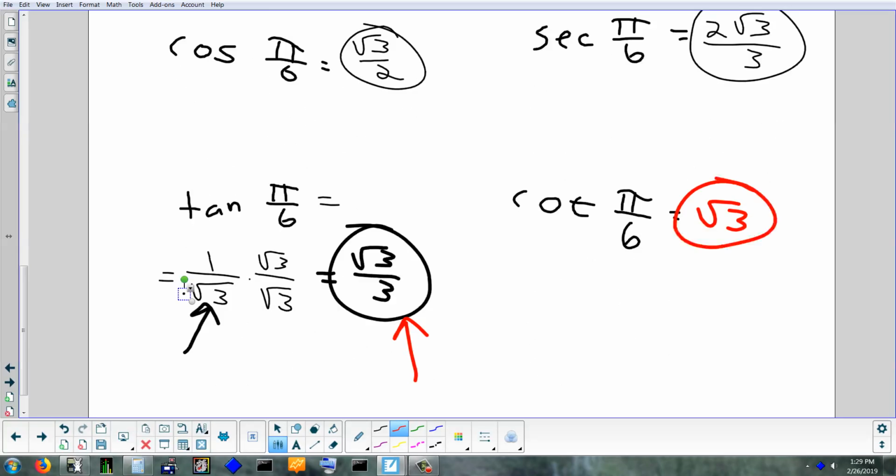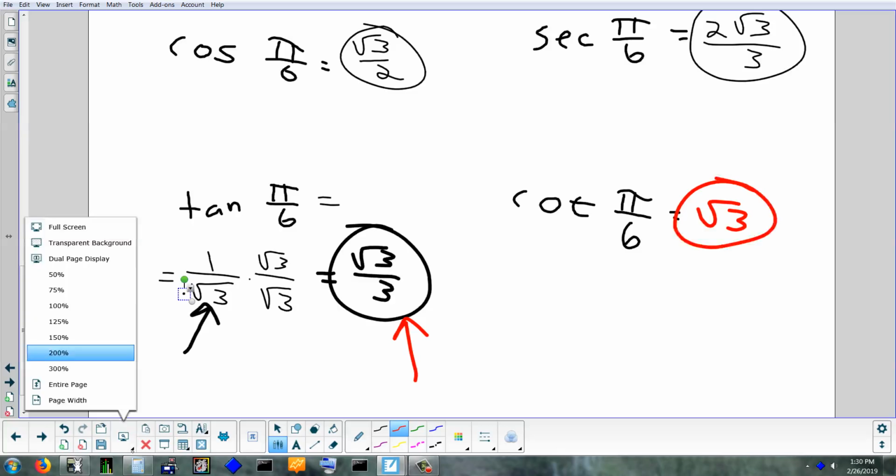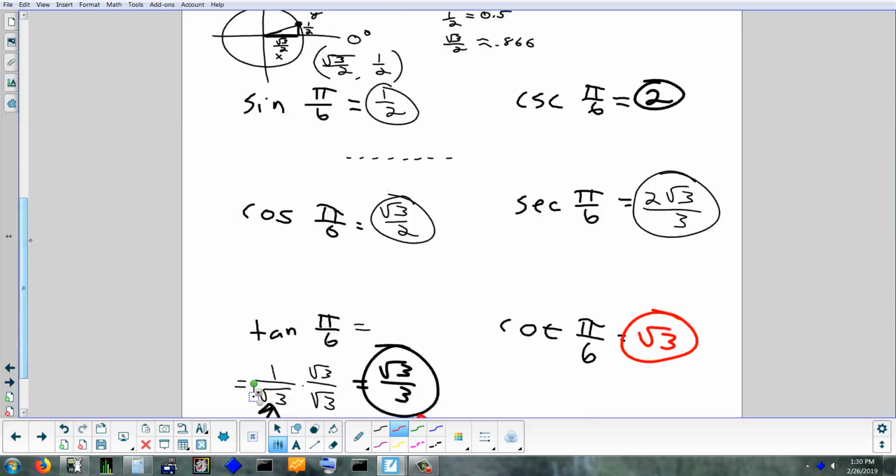If you flip the one that I'm pointing to in red, you're going to end up with a square root in the bottom. If you flip the one in black, the square root goes to the top, and you're done. So again, on the test, that would be 6 separate problems. Any questions on how we got these 6 trig functions for 30 degrees?